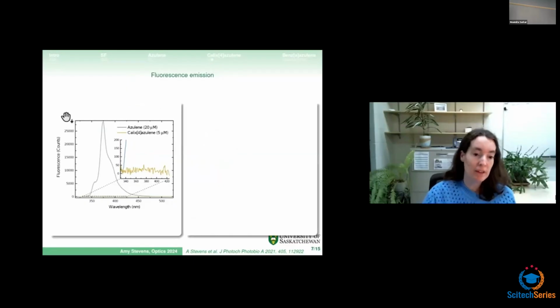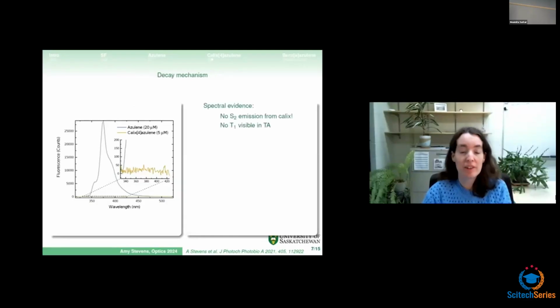So if you look at the fluorescence of azulene, this is our fluorescence from S2, but in the case of calyx, you see absolutely no fluorescence at all. So the spectral evidence that we used to try and guess at what the decay mechanism could be: we saw no S2 emission from the calyx at all, and from our collaborators who did some transient absorption measurements, we also saw no triplets visible either.